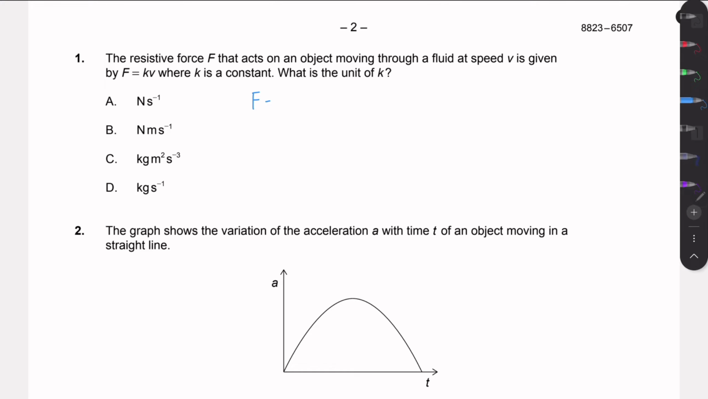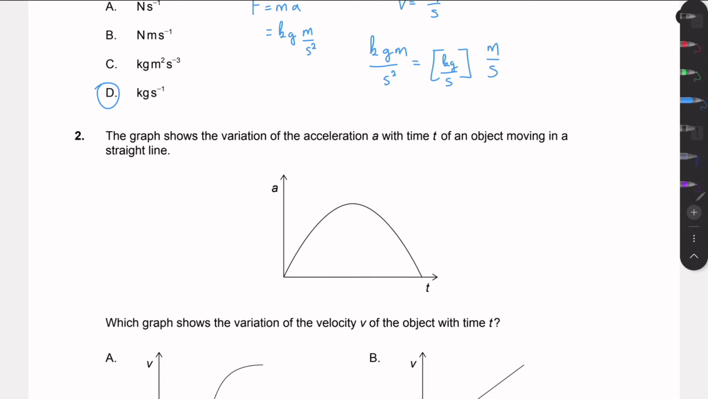So we know F is equal to m times a, where mass is in kilograms, acceleration is in meters per second squared, and we know that v is just meters per second. So we need to see what k has to be so that this equation is going to work. So that's the units of k over meters per second, and then we see that we need to put a kilogram per second over here so that the left and the right will have the same units. So that will be option D.